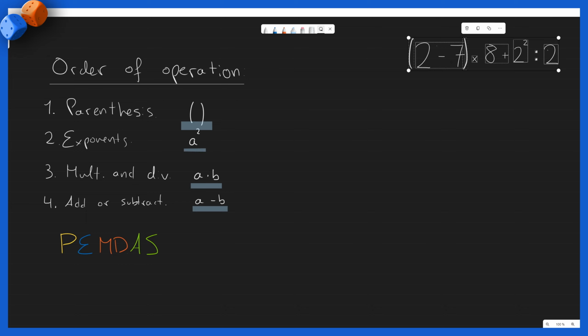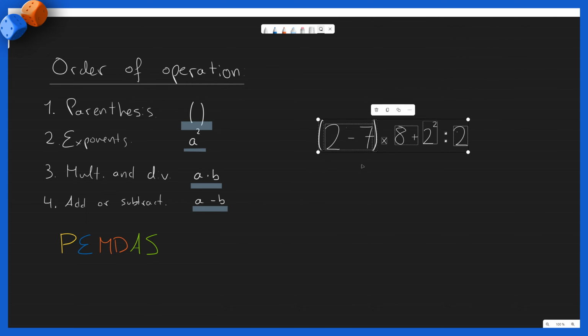Now that we know this, we can start operating this example I wrote. First of all, parentheses. 2 minus 7 equals minus 5, and we will write the exact same thing on the other part. Note that this x means multiplication. I am not writing a dot because some people still use x's.